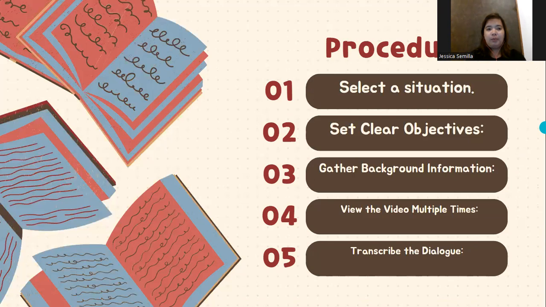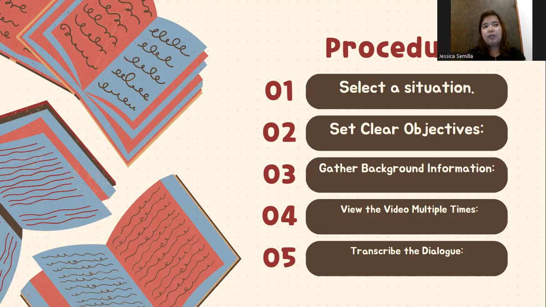For the procedures of the cross-cultural communication analysis, of course, you need to first select a situation that you think will really depict an obvious presentation of cross-cultural communication, an example of what we have discussed in the topic cross-cultural framework. So again, you need to select a situation that would really depict the cross-cultural communication influence based on what we have discussed in the cross-cultural framework.